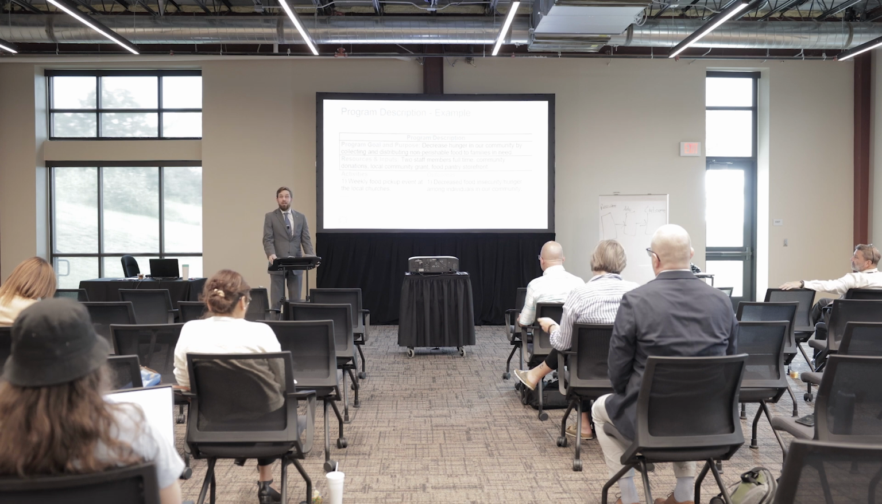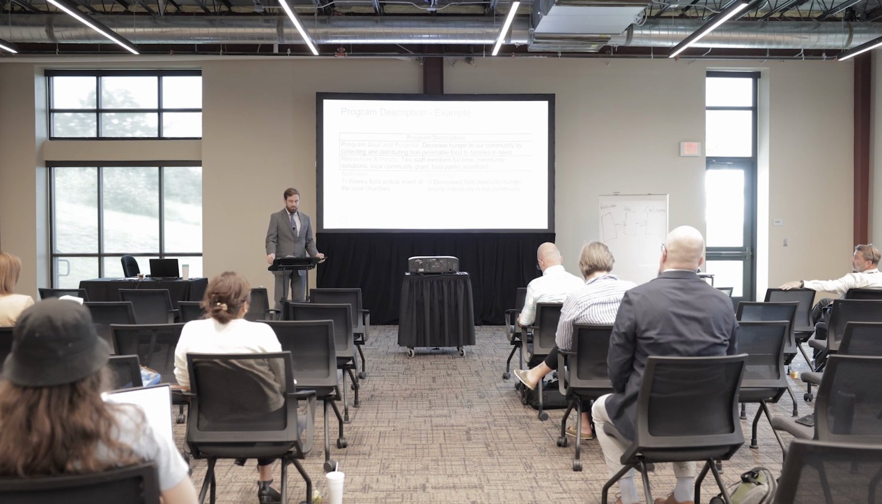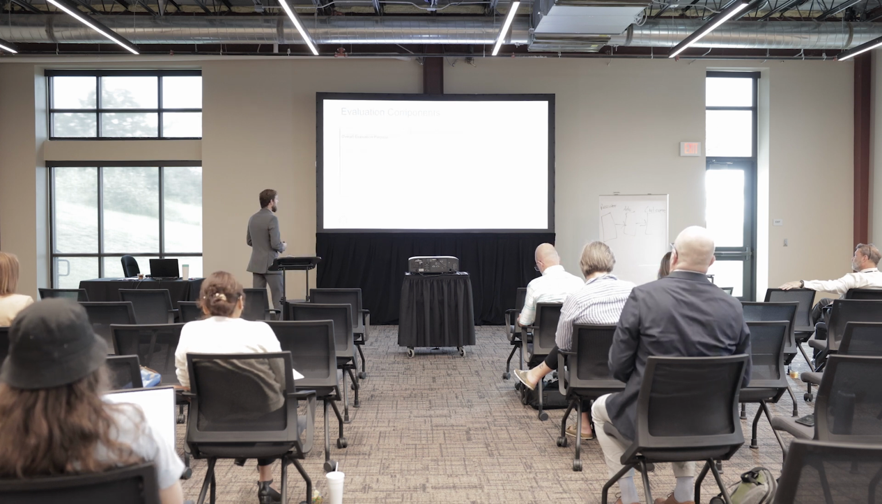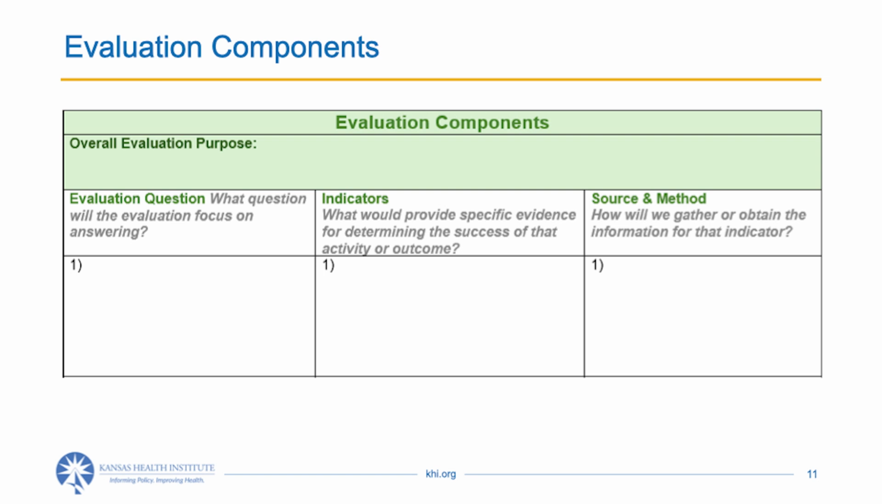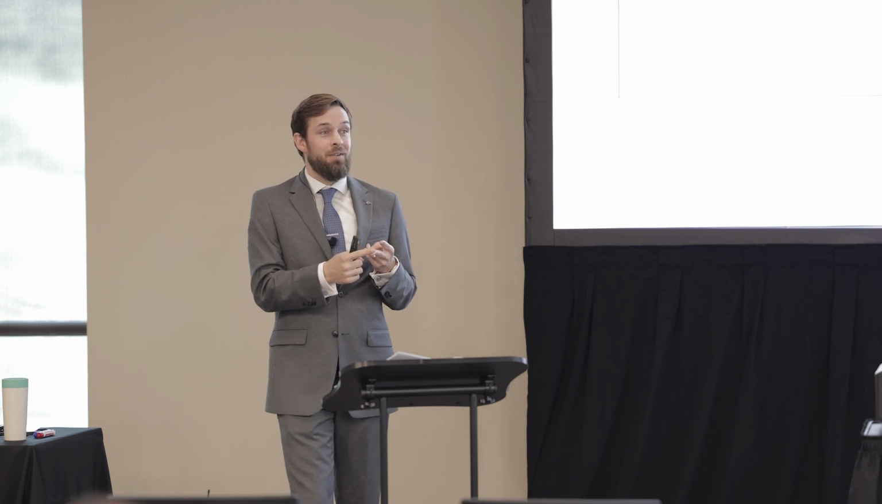Okay, so after we've described our program, we've got a good sense of what it does and what it's trying to accomplish. The next step, let's think about our evaluation component. So I want you to turn to the next page. We're on the green page now. So at the beginning, what's the overall evaluation purpose? There can be many purposes for doing evaluation. It should do something along the lines of help you make improvements, better understand your effectiveness and your impact.